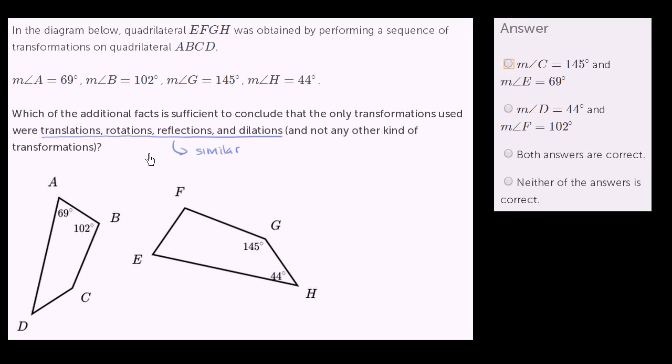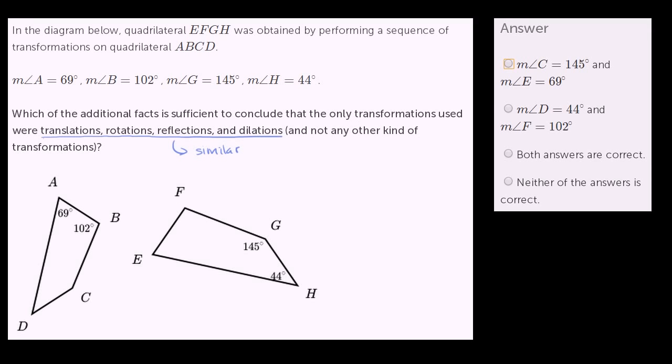quadrilaterals. So another way of saying this is which of these facts, so either this first fact or the second fact or both of them or neither of them, which of these facts are sufficient in order to determine that these two quadrilaterals are similar, which is another way of saying that you could go from one to another only through translations, rotations, reflections, and dilations.